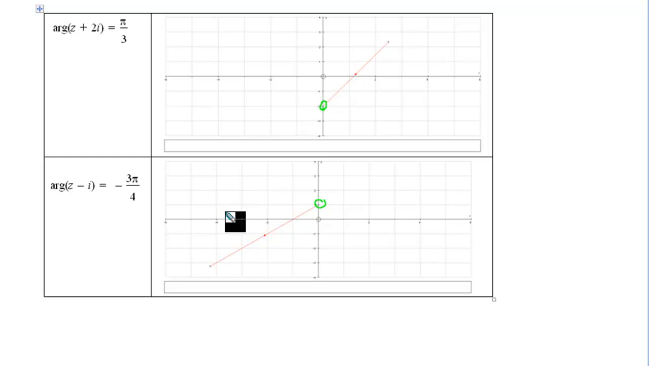So this is what we're talking about when we're looking at the arguments of the point. We're going to start from a particular point, whatever we've got there, and then the argument goes off in that direction, and it's going to be a ray with an open circle there.